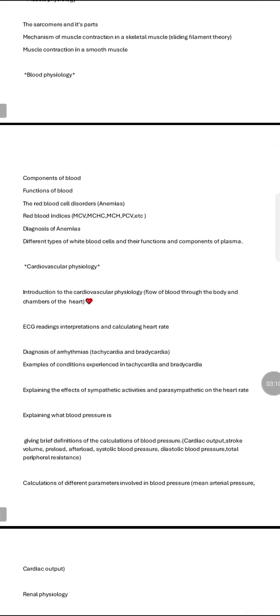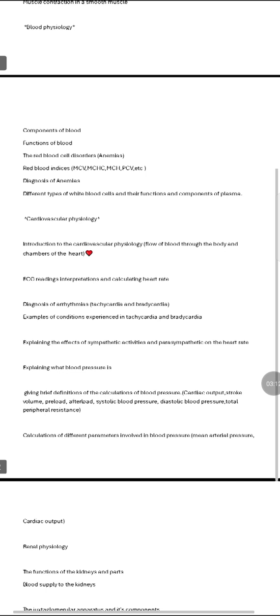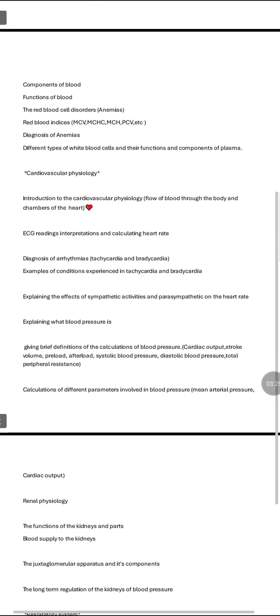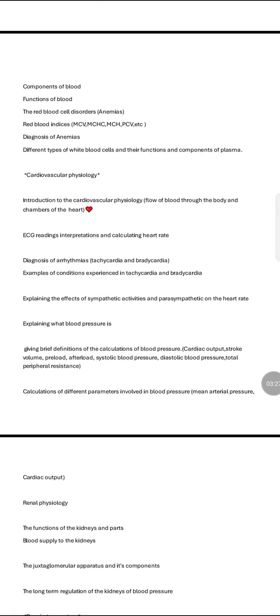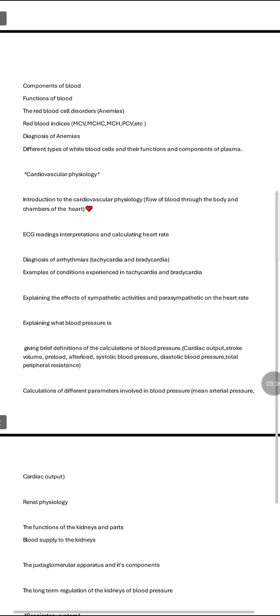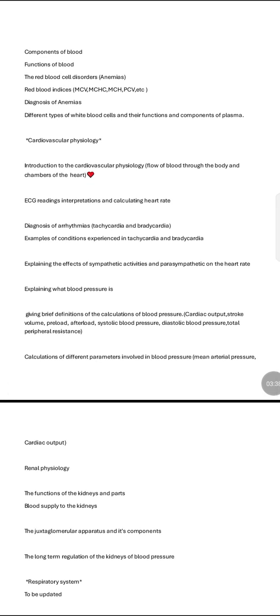For blood physiology, we take it from the perspective where we start from the components of blood, what blood itself is, the function of blood, and the red blood cell disorders, the anemias. Know the different types of anemias, and you should be able to come up with the diagnosis. How do you come up with the diagnosis of anemias? You use these indices. You must know these indices, right? MCV, MCHC, MCH, PCV, etc. Also, different types of white blood cells and their functions, and components also of plasma, right?